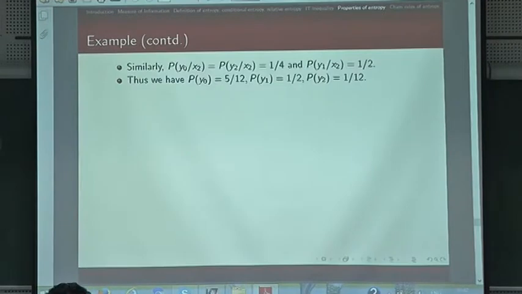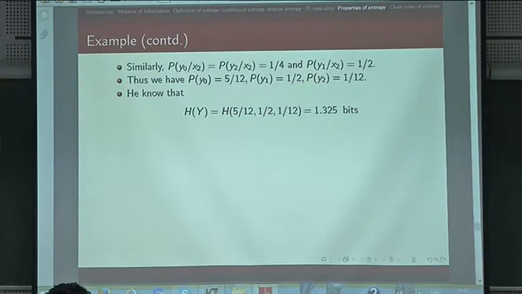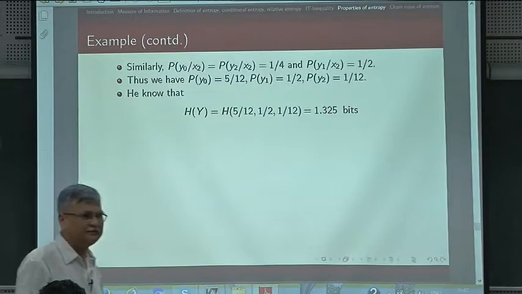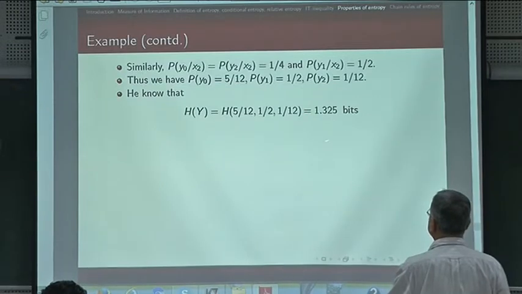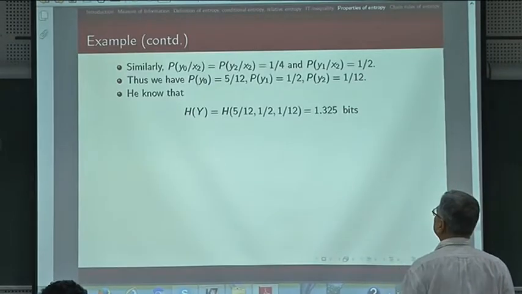Agreed? Similarly, you can find out the probability of y0, y1 and y2 for x2, just like you found for x1. And then we can find out the probability of y0, y1, y2. And now we can find out the entropy or the uncertainty in the random variable Y. It depends on three probabilities. We have computed the three probabilities: 5 by 12, 1 by 2, 1 by 12. So apply minus summation p_i log p_i. You know all the three p_i's, and now this tells me how much uncertainty is there in the random variable Y.